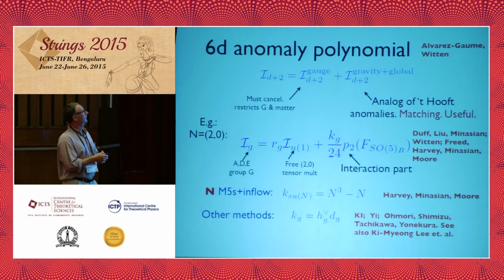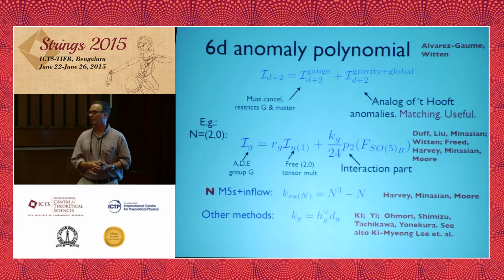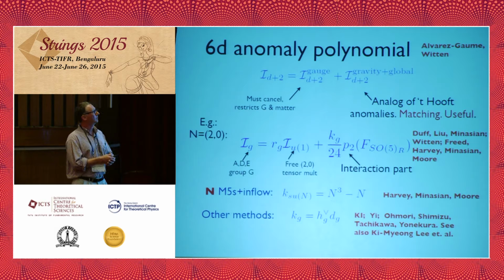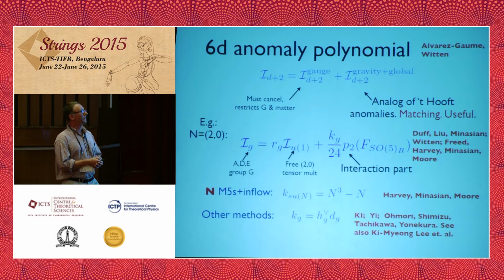So these pieces involving the gauge fields should cancel for the theory to not have gauge anomalies. So this restricts the gauge group and the matter content. And then the pieces involving the metric and the global symmetries, these are our analogs of the 't Hooft anomalies. So this is what we'll be interested in. They satisfy some matching relations, and that makes them very useful.